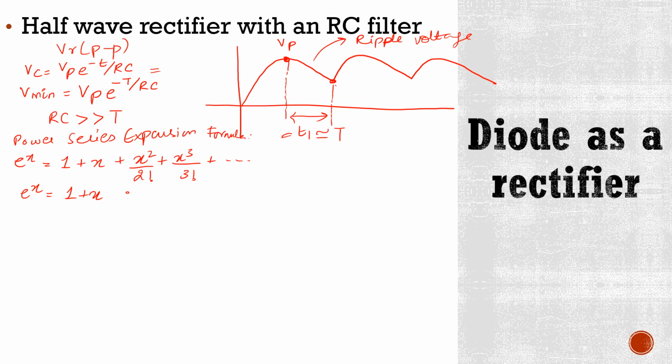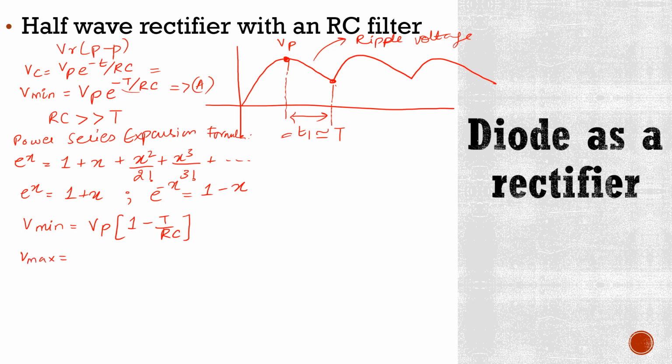Now here we know that the power is negative. So this formula is now e raised to the power minus x is equal to 1 minus x. So now this equation A becomes Vmin is equal to Vp multiplied by 1 minus T divided by RC.